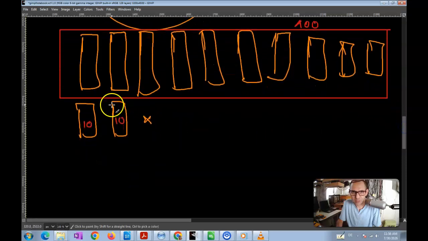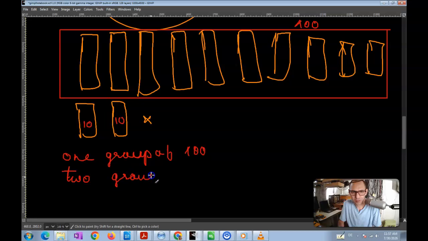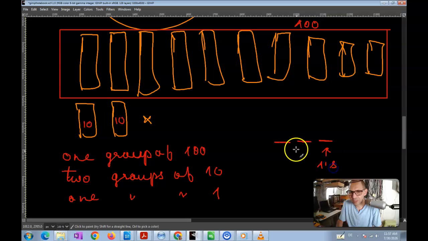So then what that means is that, based on the information that I have, I can write down my number. So I have one group of 100, two groups of 10, and one group of 1, right? And I know that in the decimal number system, this is the ones place value, this is the tens place value, and this over here is the hundreds place value, right?